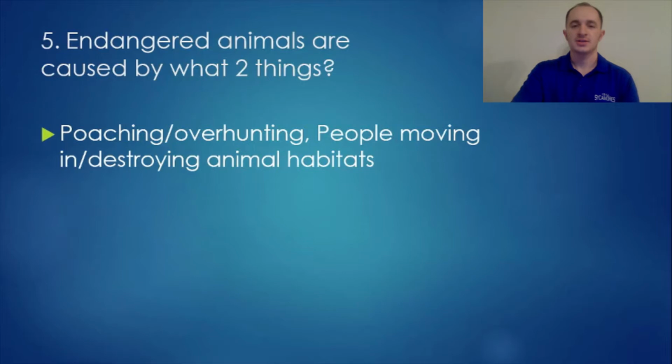Number five, endangered animals are caused by what two things? So that would be poaching or overhunting and people moving in and destroying animal habitats.